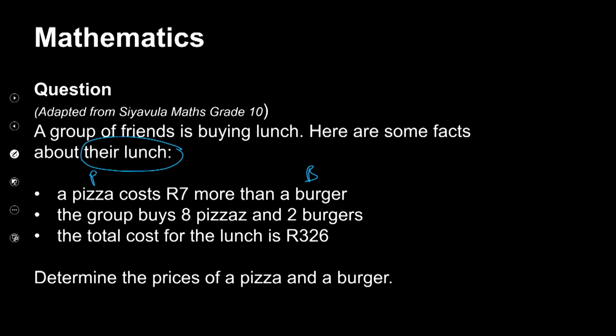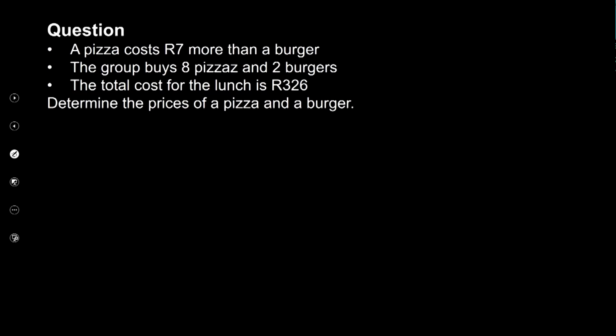The group buys a total of 8 pizzas and 2 burgers. The total cost is then 326 rand. We need to find the price of a pizza and of a burger. So remember I said we're going to let this be P, and this be B, right?